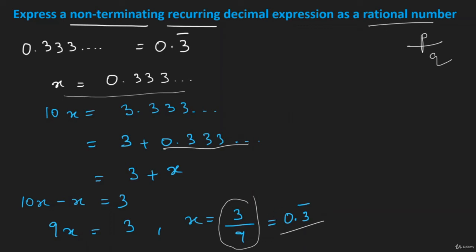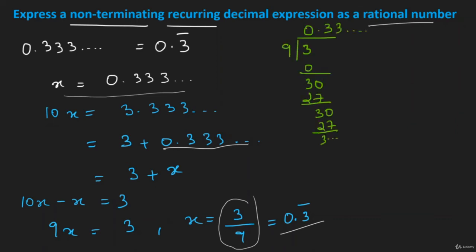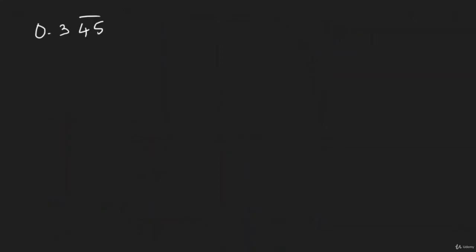And if you want to check, you can do the division and you will see that you get 0.333, etc. Alright, let's do one more question. Now this is the longer method. Once we are very thorough with this, we will learn a shortcut to do this very quickly. Okay, let's move on. Say you want to do 0.345 with a bar on top of 4 and 5. You want to convert it into the form p by q.